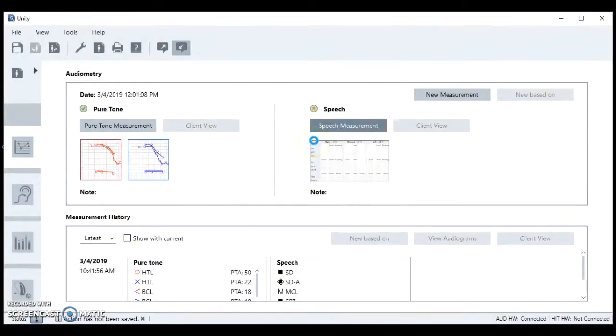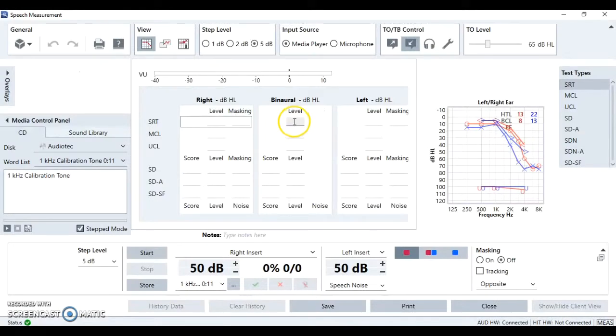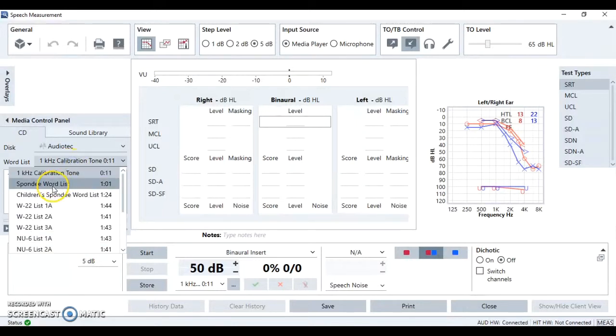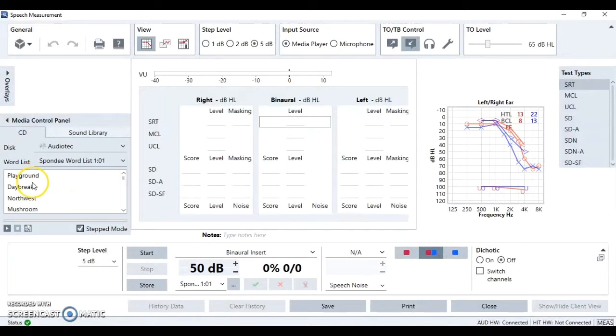Okay, now we're done with pure tones. We go to speech testing. The first thing we do is what's called the speech reception threshold. We can do all these speech tests in the individual right or left ear, or we can do it with both ears together, which is called binaural.